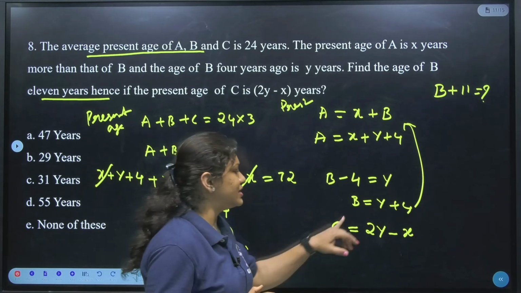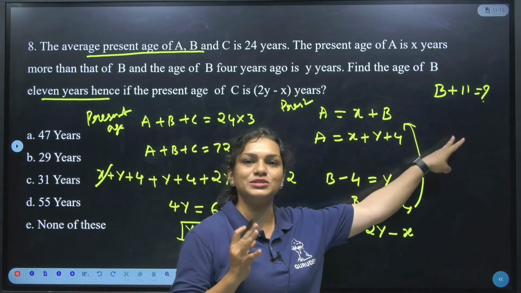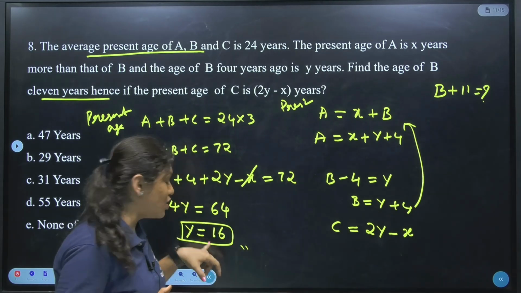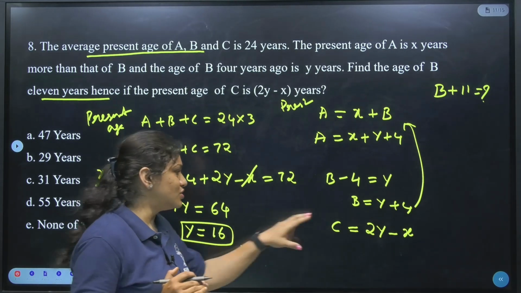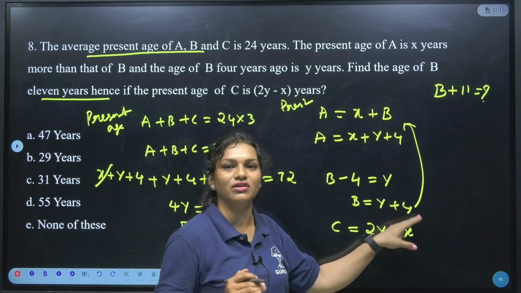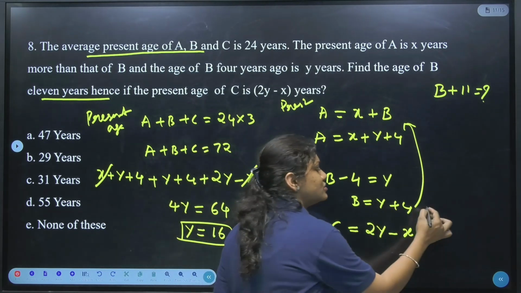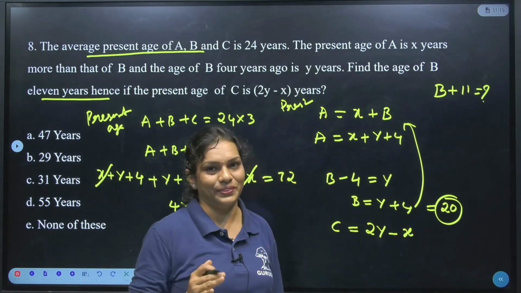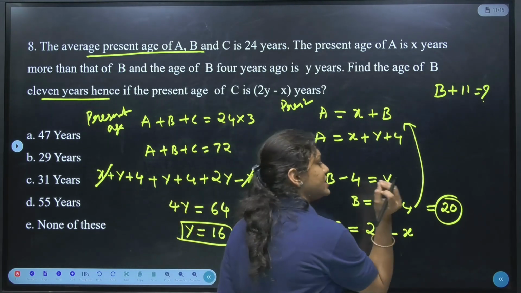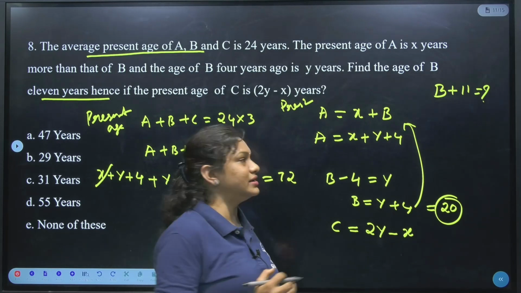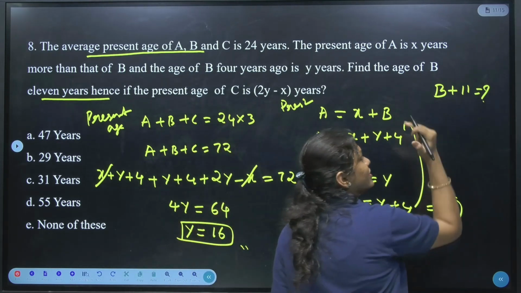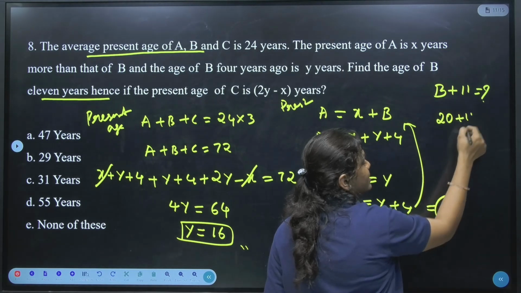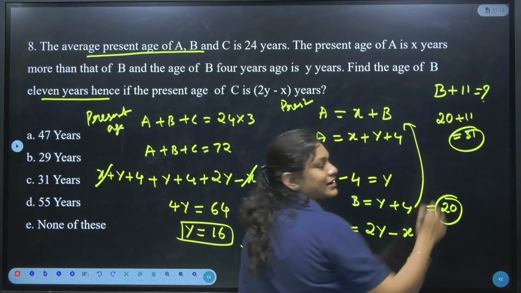Okay. Now directly see, as we require B's age, can I substitute the y value directly here? Yes. Y, how much are we getting? It is 16. So 16 plus 4 will be how much? It is 20. So 20 is nothing but the present age of B. Is it clear? Yes. If B's age is 20 at present, according to the question, they are asking 11 years after, right? So it is how much? It is 20 plus 11, which means 31 years is the right answer.